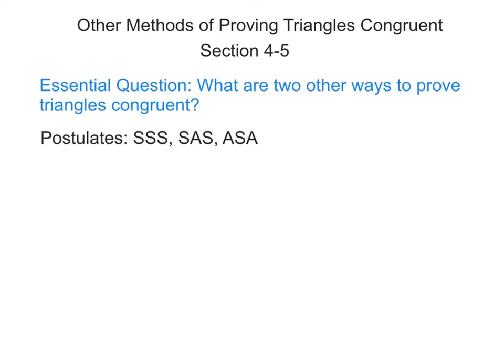We presently have three ways to prove triangles congruent. These were postulates that told us that if we have side, side, side, we can prove triangles congruent. If we have side, angle, side, we can prove them congruent. And if we have angle, side, angle, we can prove them congruent. So three postulates, three methods for proving triangles congruent. Now this first additional method of proving triangles congruent is going to be a theorem.